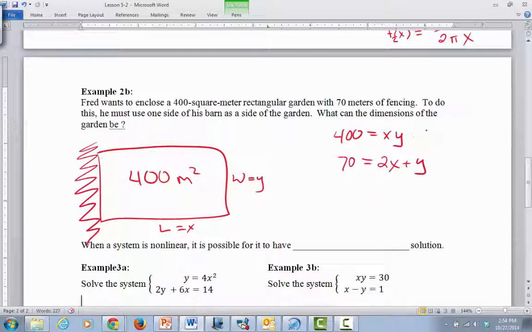Okay. So on this first one, if I were to solve for y, I have y equals 400 divided by x. And that will be my first function. And on the second one, I'll have y equals 70 minus 2x.